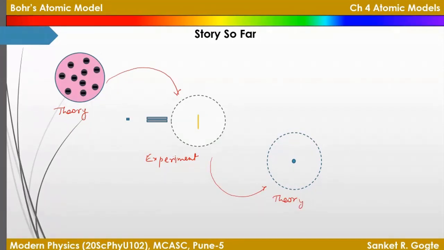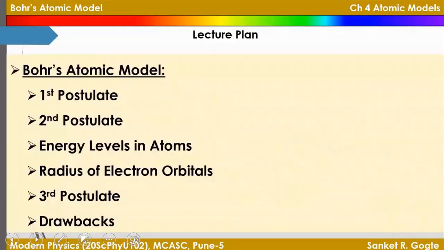Rutherford proposed his model, and what happened next was that there was evidence from experimental physics, from these spectral observations, that even Rutherford's model cannot be correct as it is proposed by Rutherford, and it needed further modification. And therefore, the next step was Bohr's atomic model. So we will discuss Bohr's atomic model now, which is the topic of this lecture.